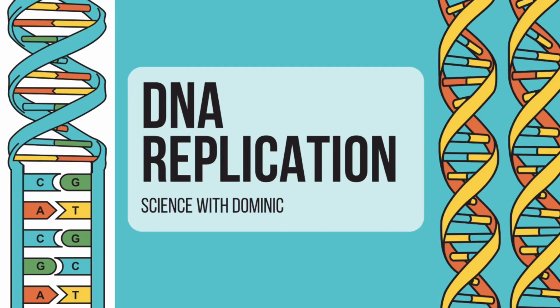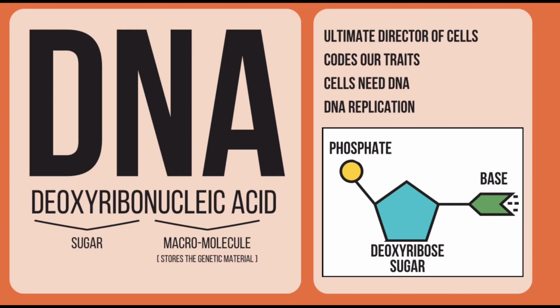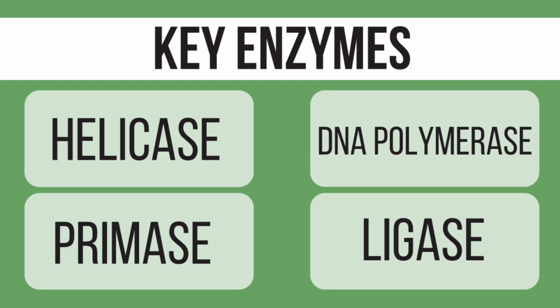In this video, we'll be discussing DNA replication. DNA is the ultimate director of cells as it codes for our traits. When cell division occurs, the daughter cell that is created needs DNA, which is when DNA replication comes into play. There are a few key enzymes that play significant roles in DNA replication. These include helicase, DNA polymerase, primase, and ligase.